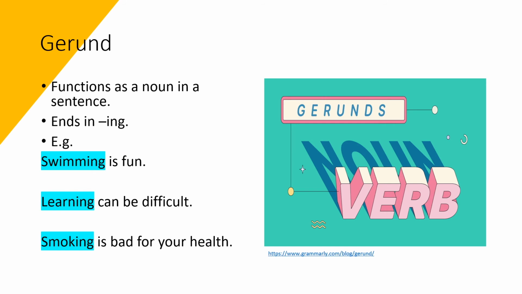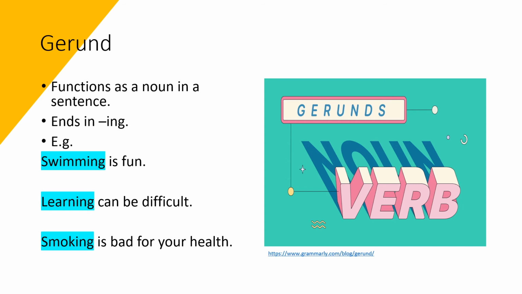The first non-finite verb we are going to look at is a gerund. A gerund is a non-finite verb that functions as a noun in the sentence. If we remove this word, the sentence cannot make grammatical sense. A gerund also ends in ing. Let's look at the examples.